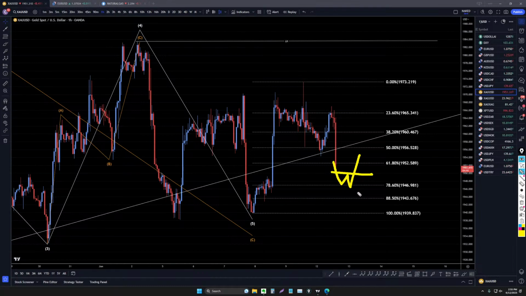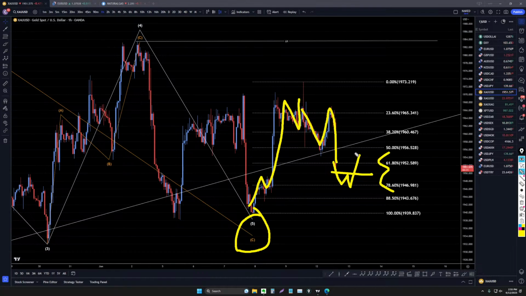I do think that this is very, very close to ending a wave C if it has not already, especially with this impulsive move up. Looks like a 1, 2, 3, 4, 5. This looks like an ABC. I think it's going to bounce off one of these two fibs and end up continuing the uptrend.